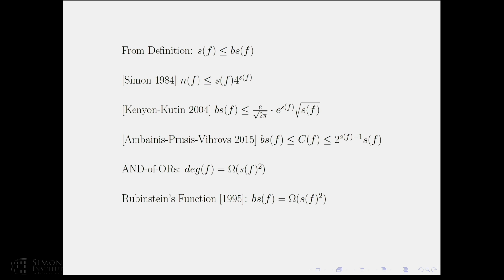This was improved by Kenyon and Kutin for block sensitivity with something that's e to the power of s of f. And later this was improved not long ago by Ambainis, Prūsis, and Vihrovs, that the block sensitivity, which is bounded by certificate complexity, this is the minimum number of bits that you need to certify the value of f at an arbitrary x. And they gave a 2 to the s bound.